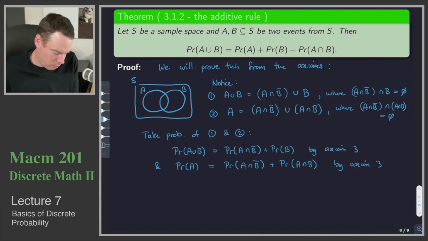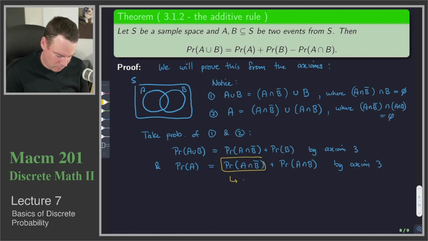And now what can I do? Well, at this stage, we are in pretty good shape because we've got two equations. These are just numbers in these equations, so I can get rid of this expression. I can notice that this now is equal to the probability of A minus the probability of A intersect B. I just solved the equation for the probability of A intersect B complement. And then we use this to plug into the previous equation.